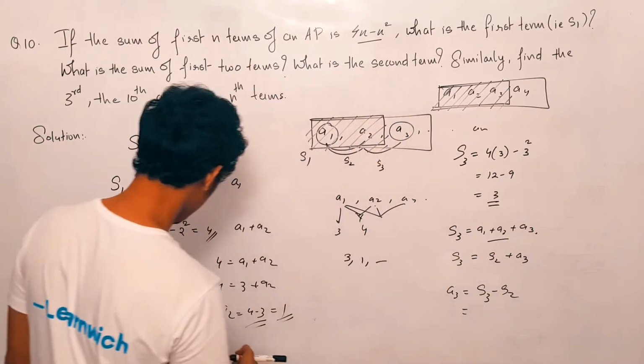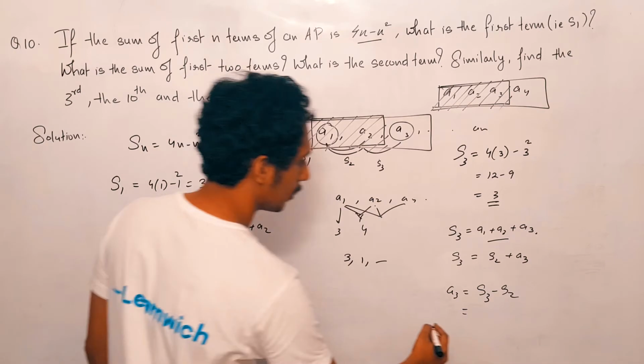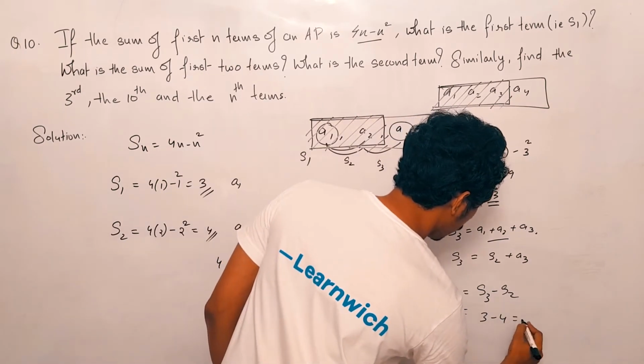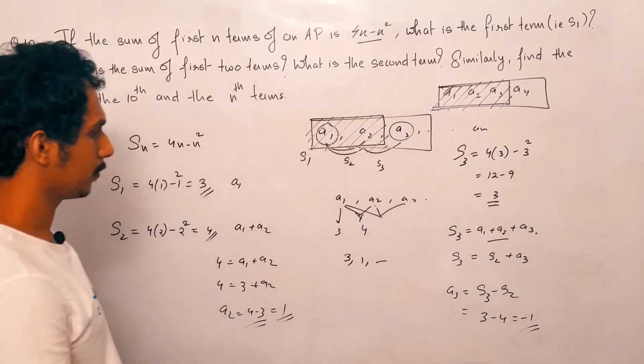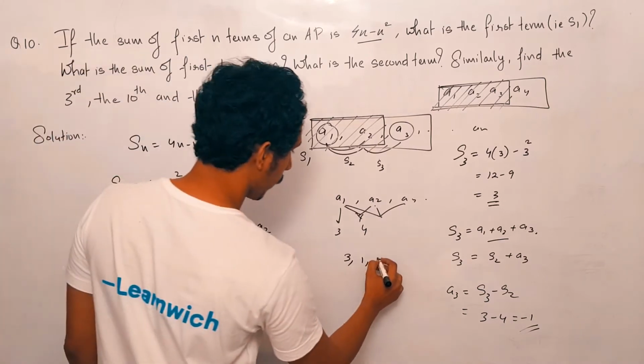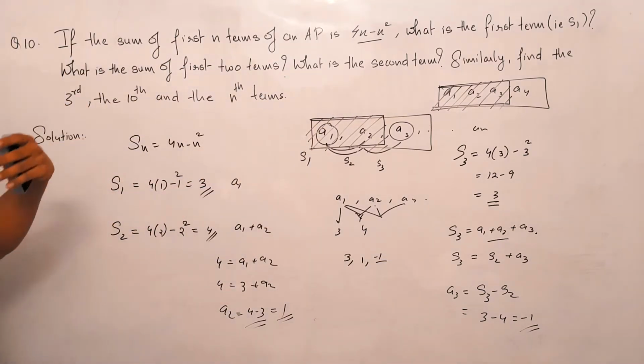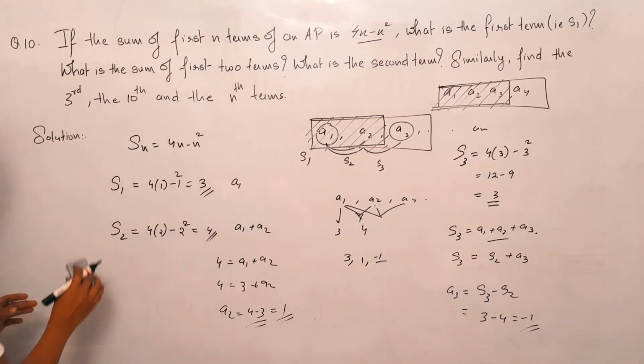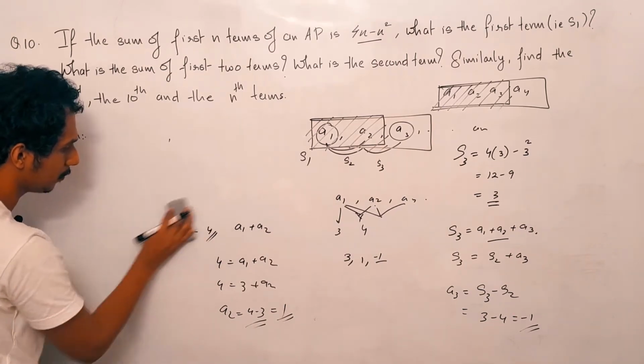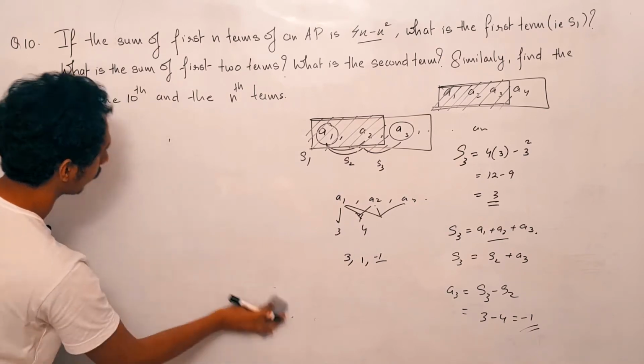So what is A3 here? That is S3 minus S2. That is 3 minus 4. The answer is minus 1. So here it will be minus 1. Similarly, you found out the third term. Now they are asking for the 10th term. If you are looking for the 10th term with the same method, I'm rubbing this off.